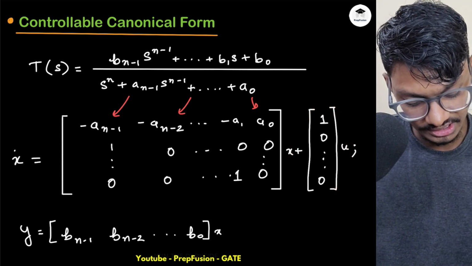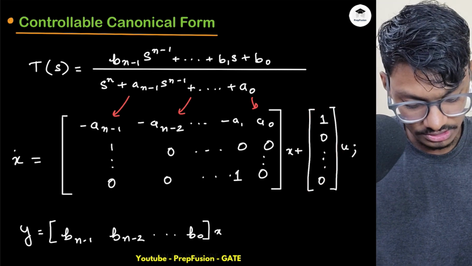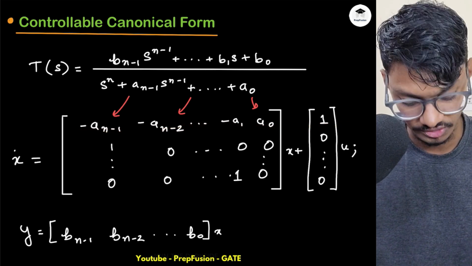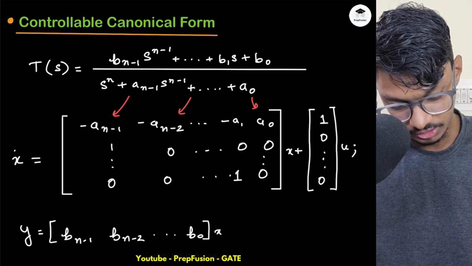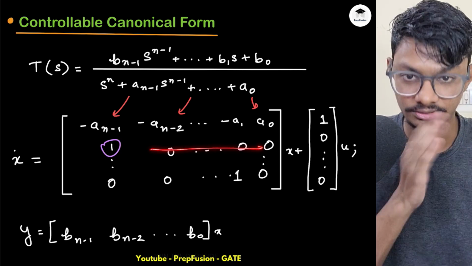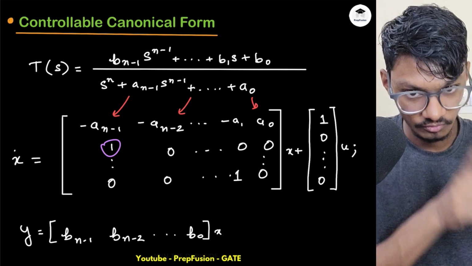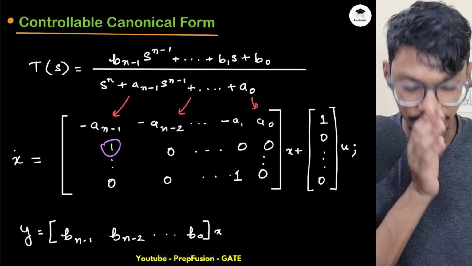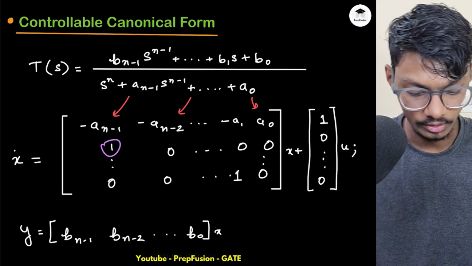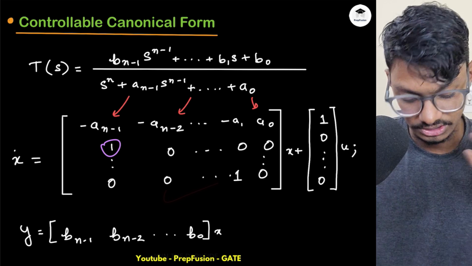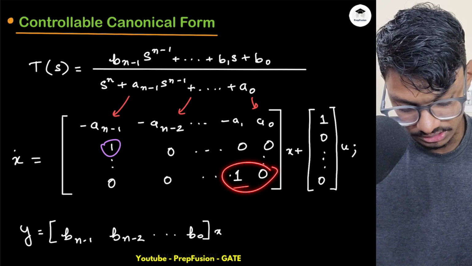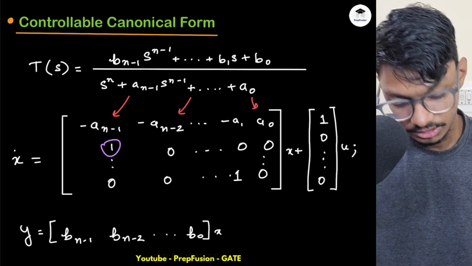The first row will be something like this for the A matrix. For all the other rows, starting from the second row, the first element will be 1 and all the other elements will be 0. In the third row, the second element will be 1 and all the others 0. In the fourth row, the third element will be 1 and all the others 0. According to that, the controllable canonical form is made, and the last row follows similarly. And this is my A matrix.